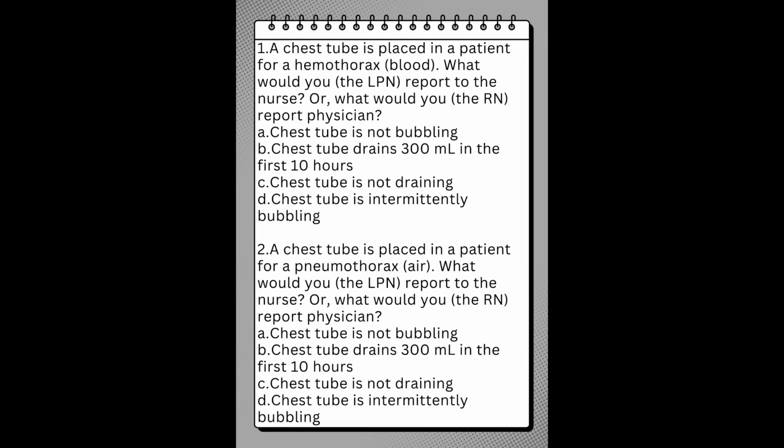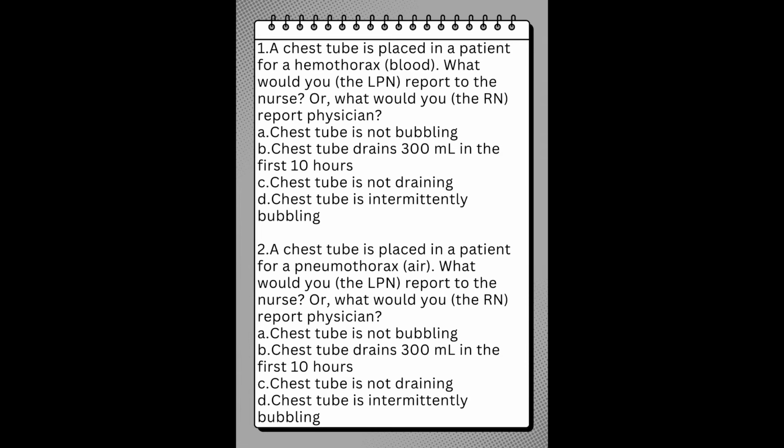You don't bubble blood. So anything that has to do with bubbling should be out of the way. So for number 1, option A, chest tube is not bubbling, is out of the way. D, chest tube is intermittently bubbling, is out of the way. Why? Blood does not bubble, but blood is drained. So the answer we now have is between B and C.